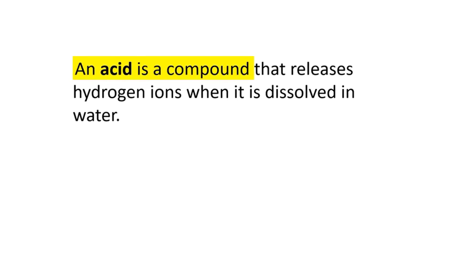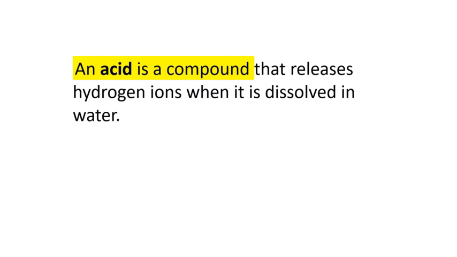Okay, in the textbook, it says that an acid is a compound that releases hydrogen ions when it is dissolved in water. Let's look at just the first part of this. An acid is a compound. We'll do a little bit of review.